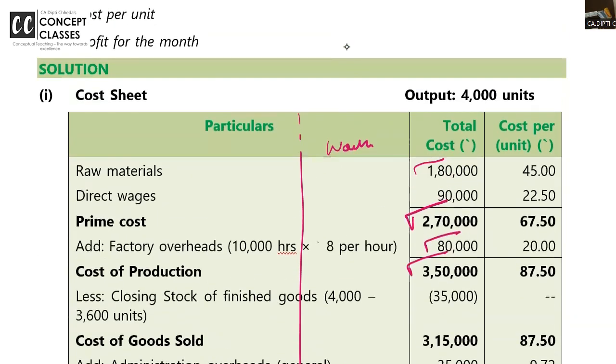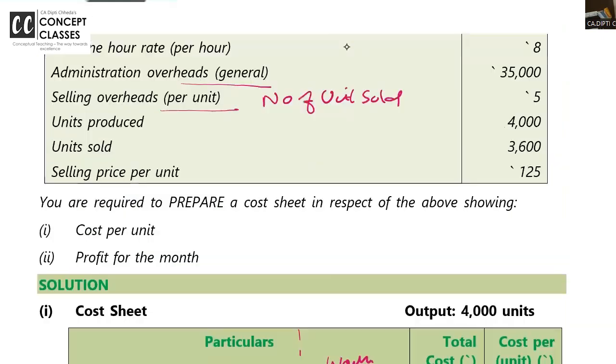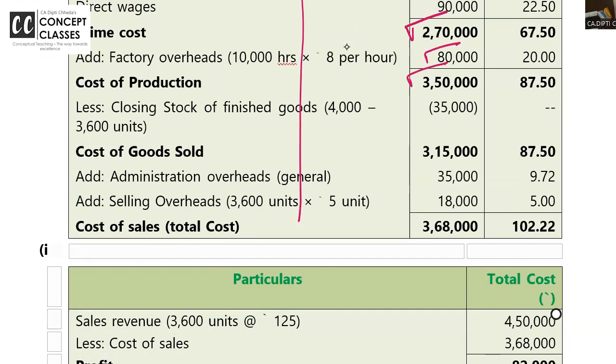Now, this time you don't have the opening stock. You have produced 4,000 units, but you have sold 3,600 units. So 400 units are in stock. The cost of 4,000 units is this, so what is the cost of 400? Multiply by the per unit cost. So can I say closing stock of finished goods is valued at the current cost per unit of production? Opening may be given. If it isn't given, take opening also at this rate. Current production and closing will always be taken at per unit.